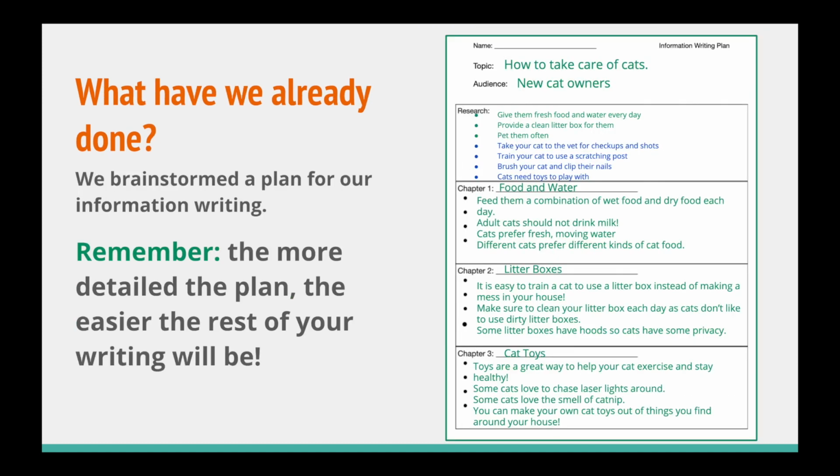What have we already done? In the last video, we brainstormed a plan for our information writing. Remember, the more detailed the plan, the easier the rest of your writing will be. So if you already have a plan with your subtopics or chapters figured out, and lots of facts and information, you are going to find the rest of this writing so easy. If not, maybe go back and rewatch that video and see if you can add some more details in.